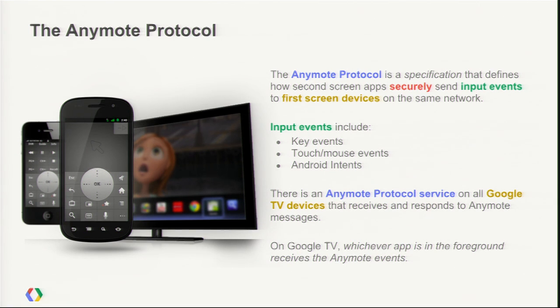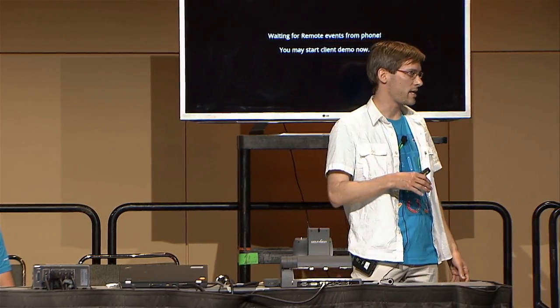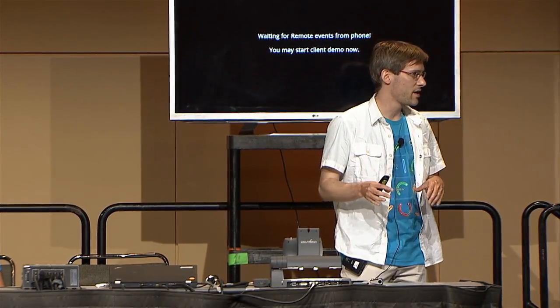Dave's example really captures the benefit of all of these. But Anymote in itself is a protocol or a specification that defines how apps can securely send these types of events from a second screen device to a first screen device on a user's home network. Every Google TV device has the Anymote service running, so you don't have to worry about implementing anything on the Google TV side, like you did with the sensor information or the data sharing library. The service is running on Google TV. You're just responsible for what goes on the second screen device.